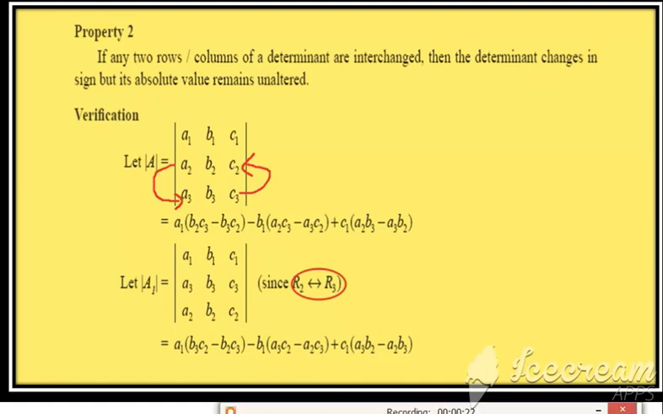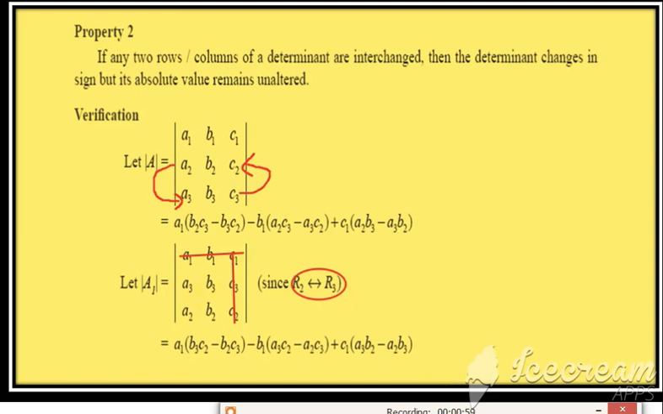The corresponding column and corresponding row will be neglected. The remaining terms are B3 C2 and B2 C3. Next, the second term, the sign is minus B1. I am going to expand; the column and row will be neglected. Remaining terms A3 C2 minus A2 C3. The next one, the sign is positive, so C1. Column and row will be neglected. The remaining terms A3 B2 minus A2 B3.